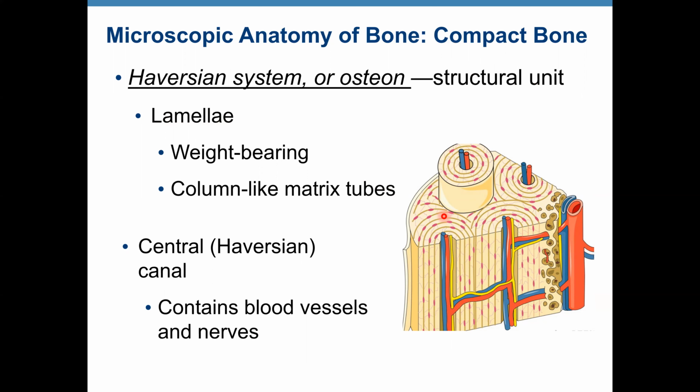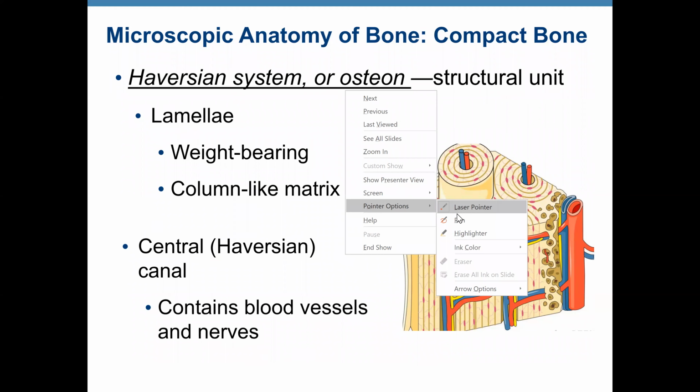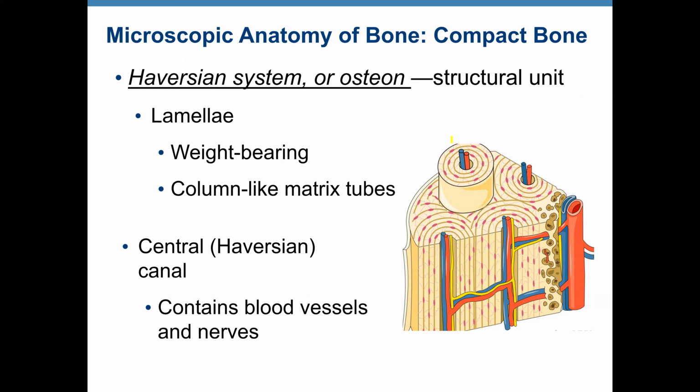Those are lamellae. Okay, so let me pick up my pen, or maybe highlighter. I'm going to highlight one lamella for you, right? So here, one. So it makes sense, right? Because it's not actually just a circular structure, it's the whole column, right? So here's one lamella. Looks nice, blue and yellow. So lamellae are weight-bearing, column-like matrix tubes.